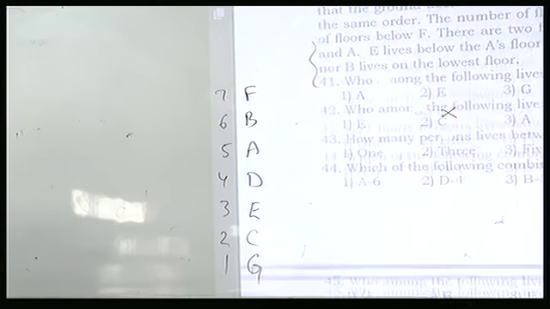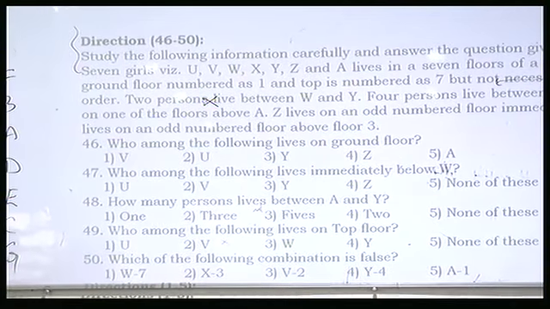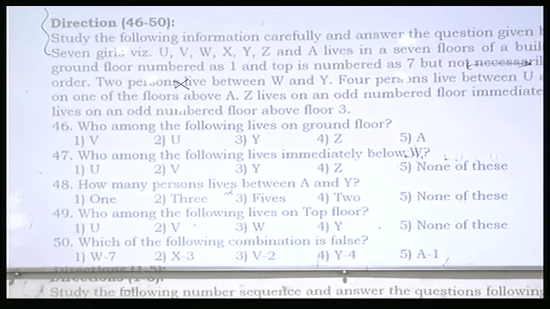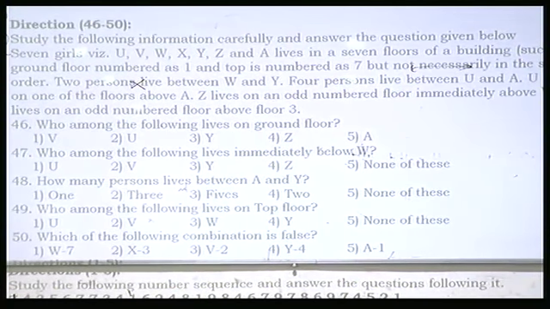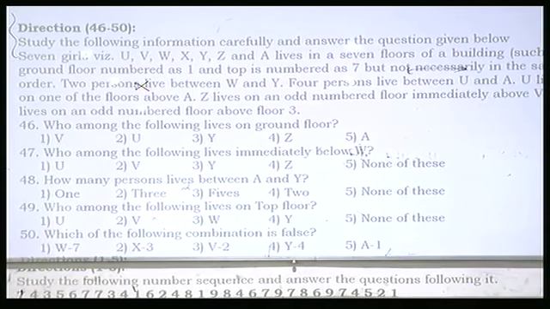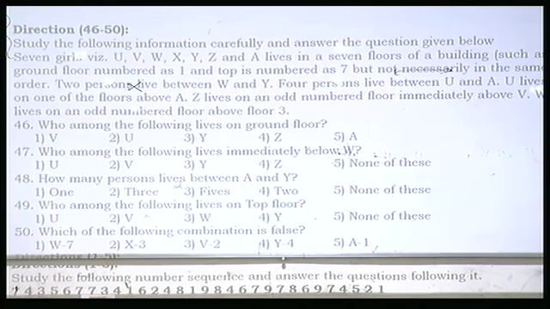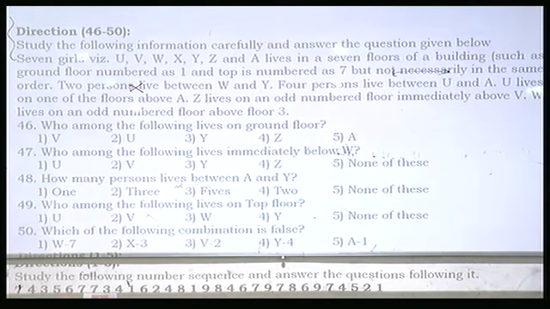Next one, 46 to 50. One more set on this floor arrangement. Now in this, how many persons are there? 7 girls: U, V, W, X, Y, Z and A live on 7 floors of a building. The ground floor is floor number 1, the floor above the first floor is the second floor and so on till the 7th floor.